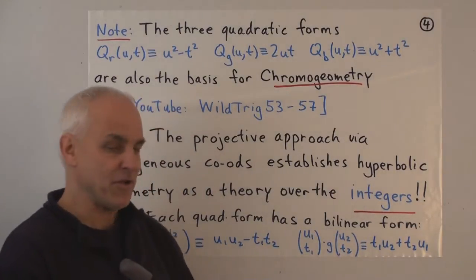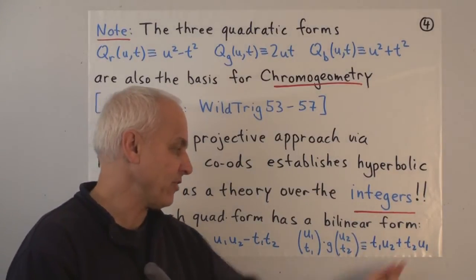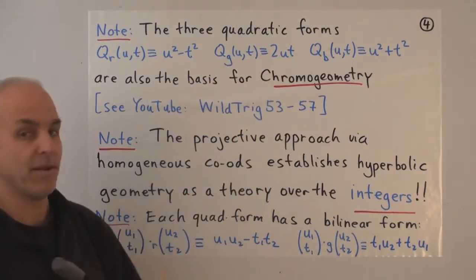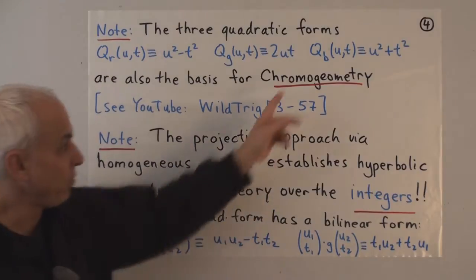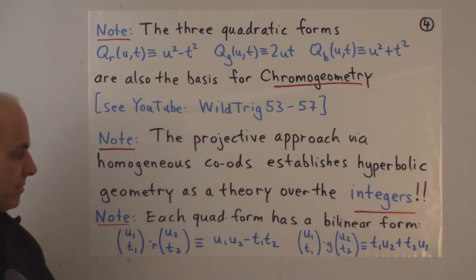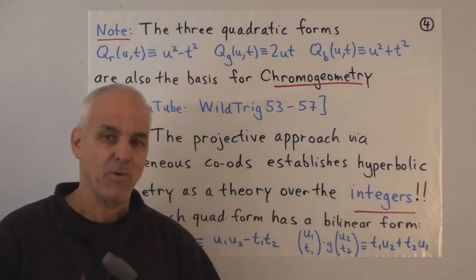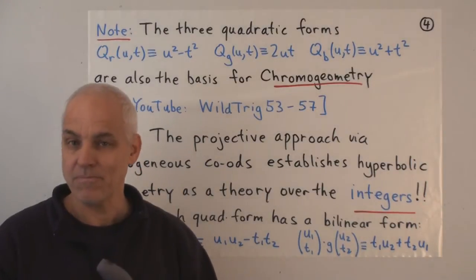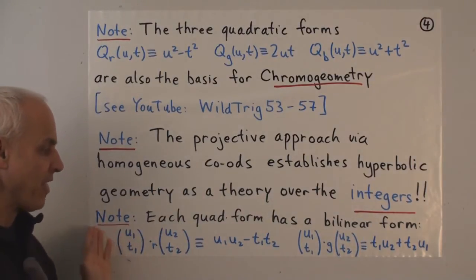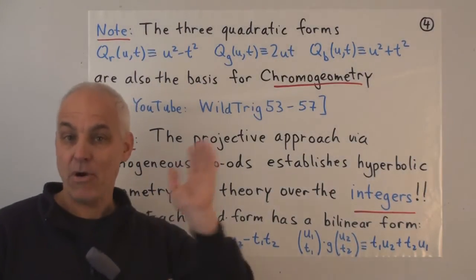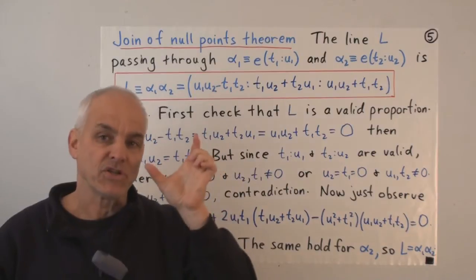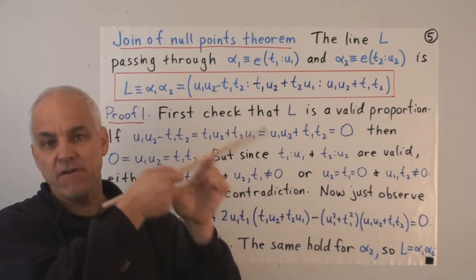Similarly, there's a green bilinear form given by t1u2 plus t2u1, and if these vectors are the same, then you recover the green quadratic form. And the blue one is just like the red one, except that there's a plus sign there instead of a minus sign. So in linear algebra, whether you're working with a quadratic form or whether you're working with a bilinear form, they are very closely connected. But we're going to see now that this bilinear form also occurs in our context here. Now that we know how to parameterize null points, we want to describe lines that join two given null points.